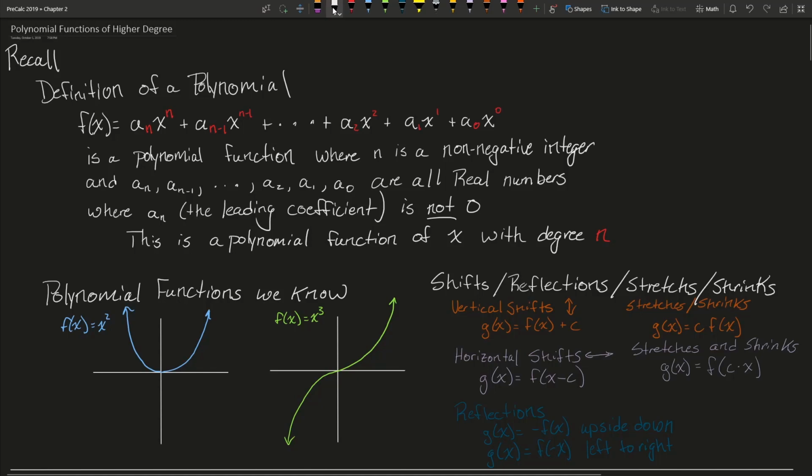In this video, we will be talking about polynomial functions of higher degrees. Before we do that, we need to recall a couple of things. First, the definition of a polynomial.